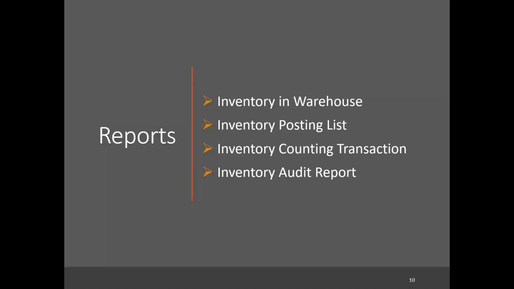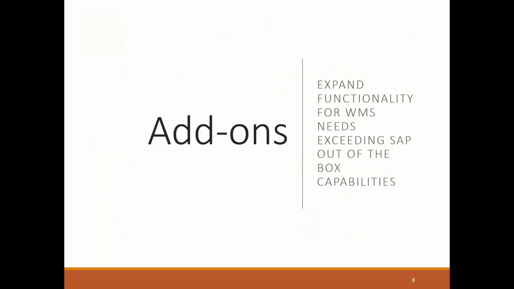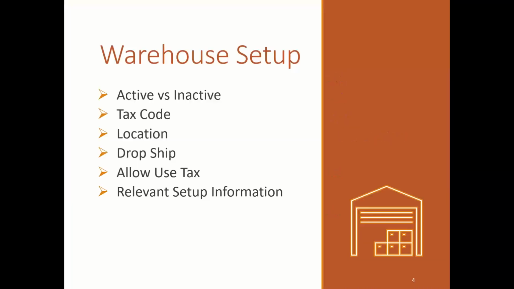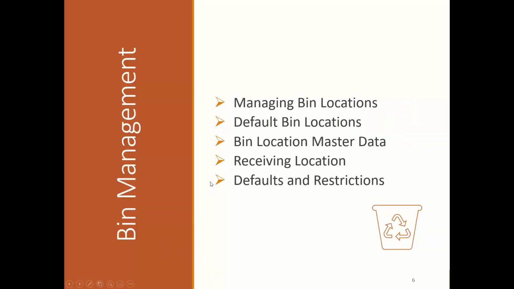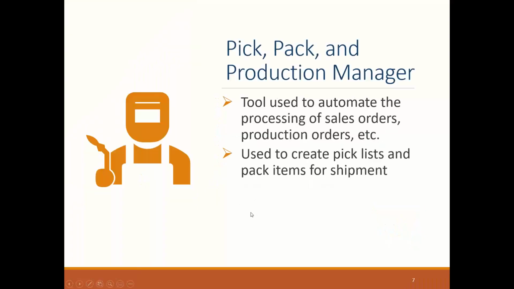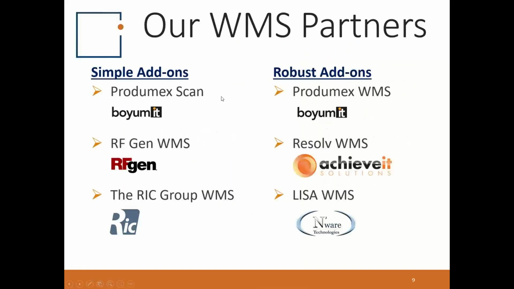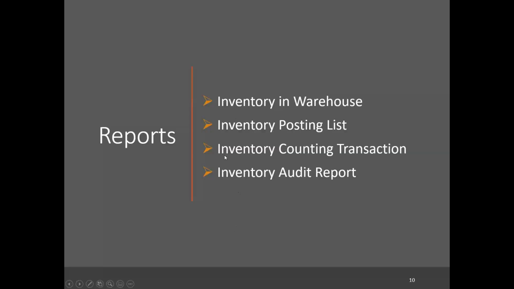Before I go through the documentation, I wanted to do a quick recap of what we have gone through today. We went through a warehouse setup, and we saw different types of warehouses. We went through the item master data, and we saw the cycle counts, the different right-click options, and minimum, maximum requirements, and all that stuff under the item setup. We looked at the bin managed warehouse and the different options within that warehouse. We looked at the pick and pack and production manager. And we looked at different add-ons that could be a good supplement to what SAP provides out of the box. And we looked at some of the reports available for you out of the box.